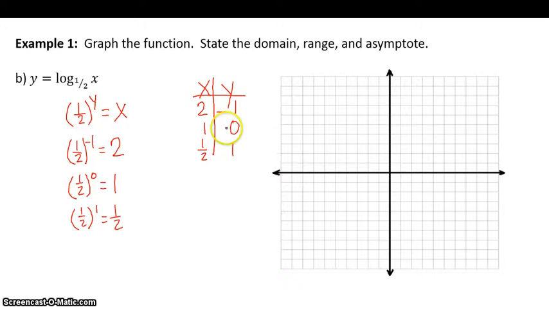Okay, now I'm going to plot these points. So I go right 2, down 1, right 1, and then 1/2 over, and then up 1.